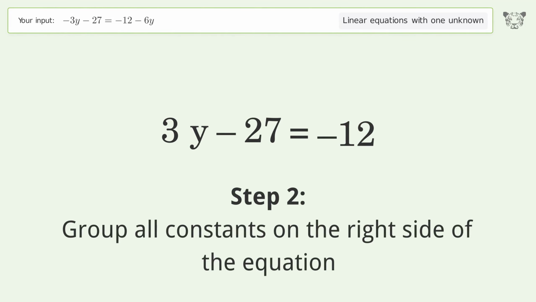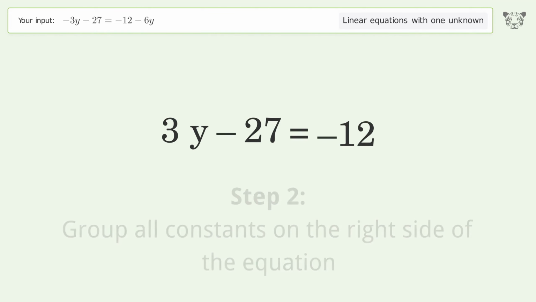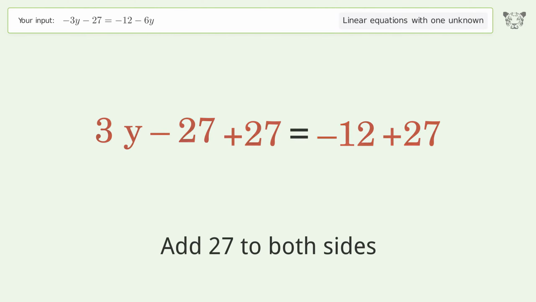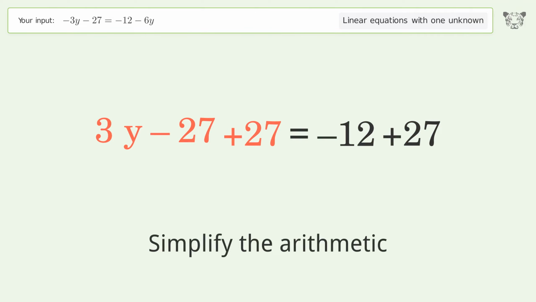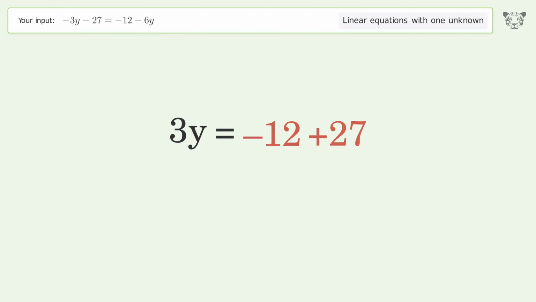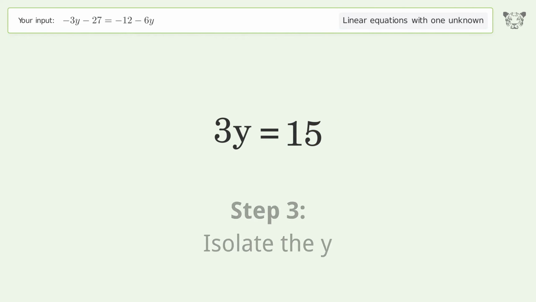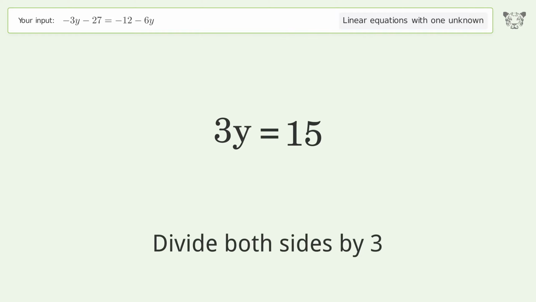Group all constants on the right side of the equation. Add 27 to both sides. Simplify the arithmetic. Isolate the y. Divide both sides by 3.